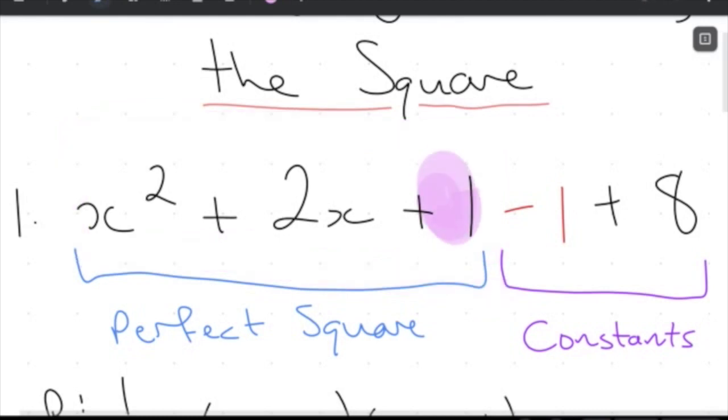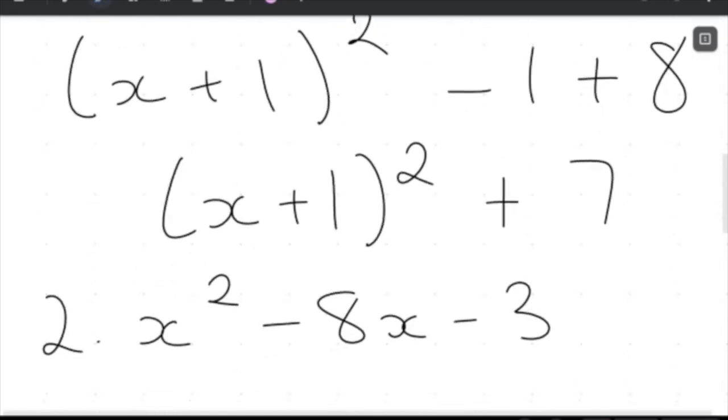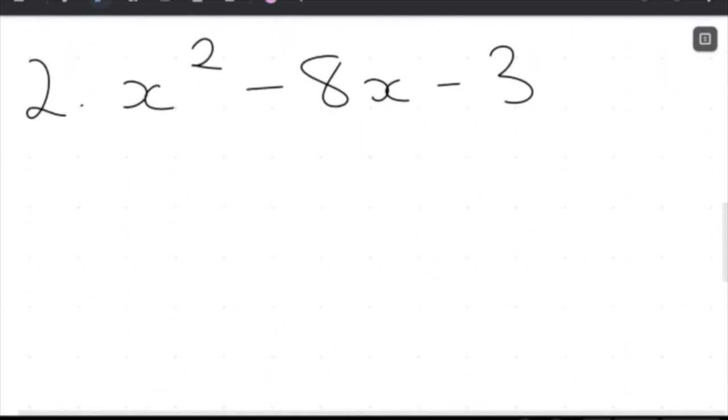But now we have to account for those when we have this extra term here. Because we're adding a 1 out of nowhere, we need to compensate for that, to subtract 1, to give me the effect of my original expression, x squared plus 2x plus 8, but just written in a different way so that I can complete the square. Okay, let's look at another example here.